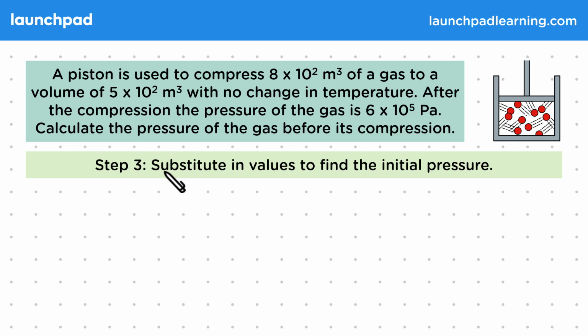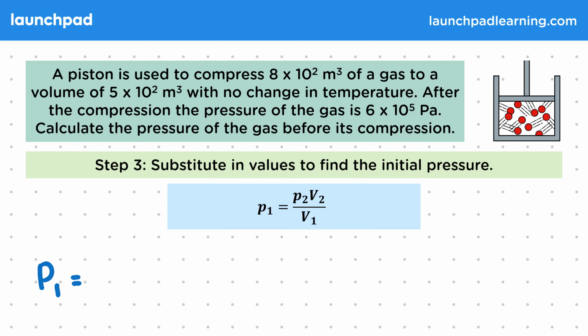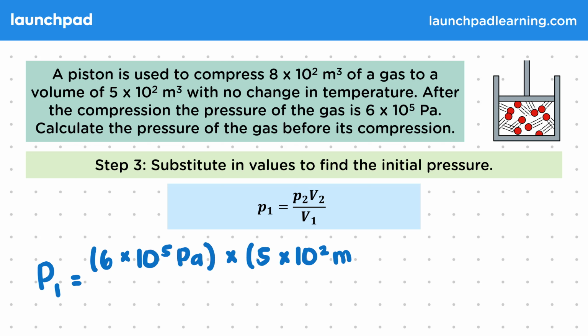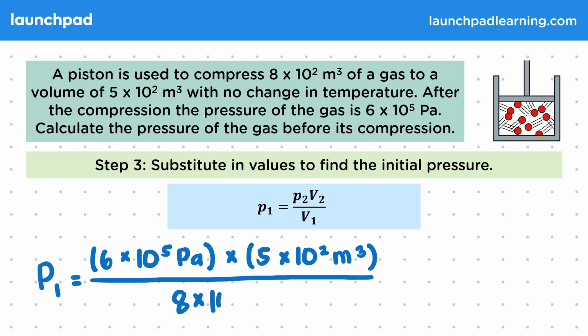For step 3, let's substitute in the values to find the initial pressure. That becomes P1 is equal to 6 times 10 to the 5 pascals multiplied by 5 times 10 to the 2 meters cubed divided by 8 times 10 to the 3 meters cubed. And that gives us 3.75 times 10 to the 6 pascals of pressure before the compression.